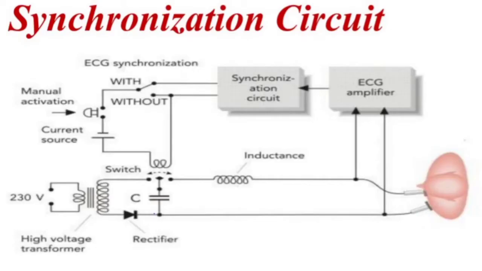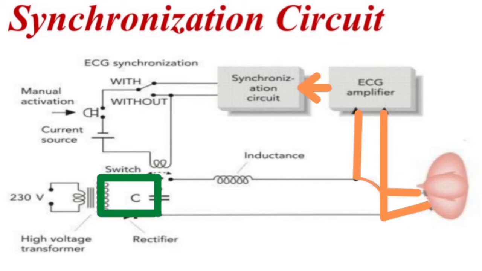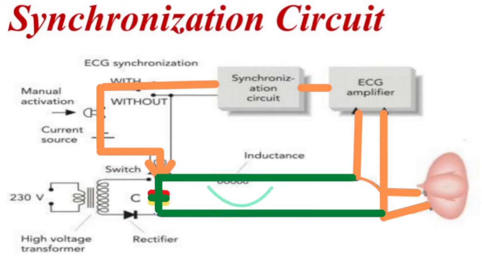AED circuit based on synchronization. Electrodes are used to read the ECG signal, then detect the P, Q, R, S, T waves to know when the R wave appeared, to trigger a time delay circuit of discharging. In this case, the switch is automatically synchronized with the ECG signal reads.